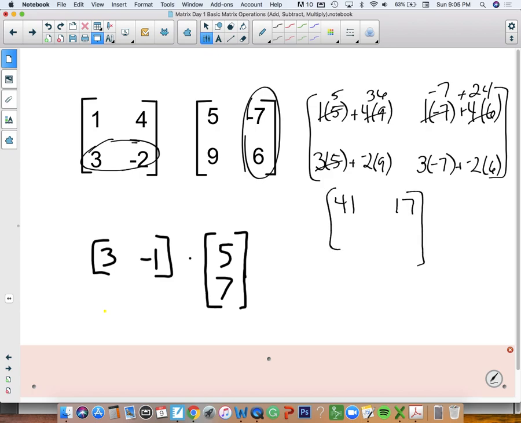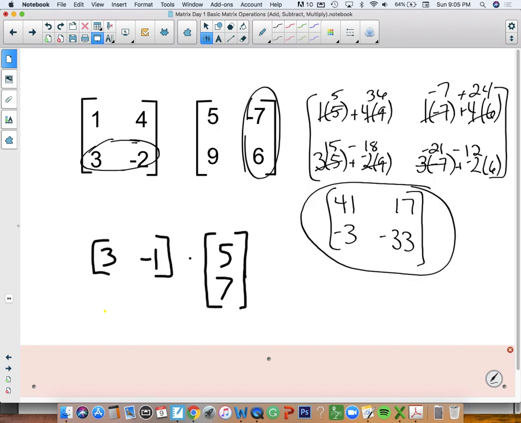And then let's do the bottom piece. So 15 plus a -18. So I'll just do 15 minus 18. So that's -3. And then we got -21 minus 12 or plus a -12. That gets me to a -33. Okay? So 5 and 36 is 41. -7 and 24 is 17. 15 and a -18, that's a -3. And a -21 and a -12 is -33. Okay? That's how we multiply.